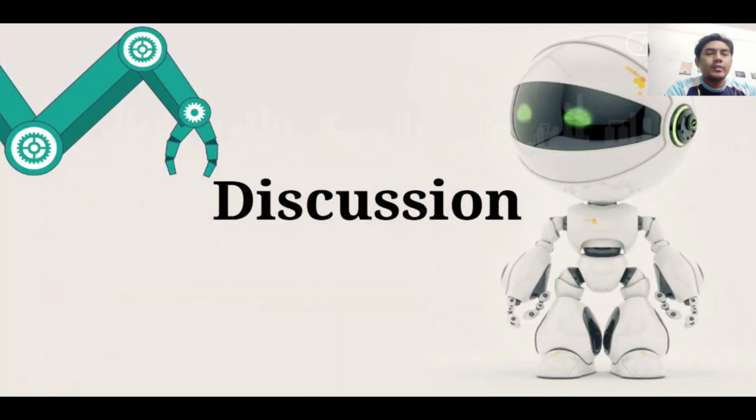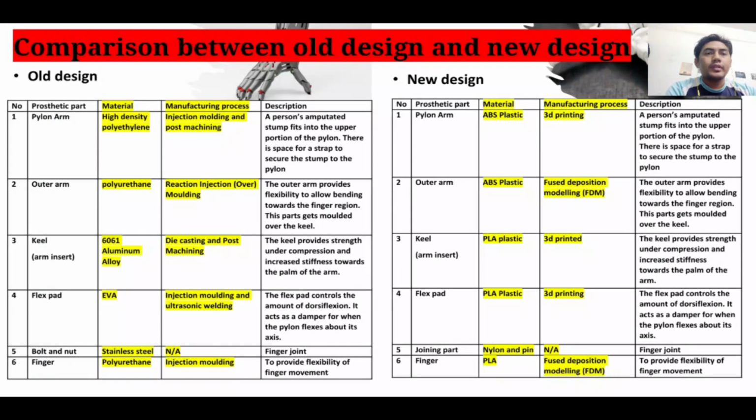I am HAKIMI ZAFRIDIN. Today I will discuss our project, which is the prosthetic hand. This is the comparison between the old design and the new design. The old design used materials which are high density polyethylene, polyurethane, 6061 aluminum alloy, EVA, and stainless steel. For the new design, we chose two materials, which are ABS plastic and PLA plastic.